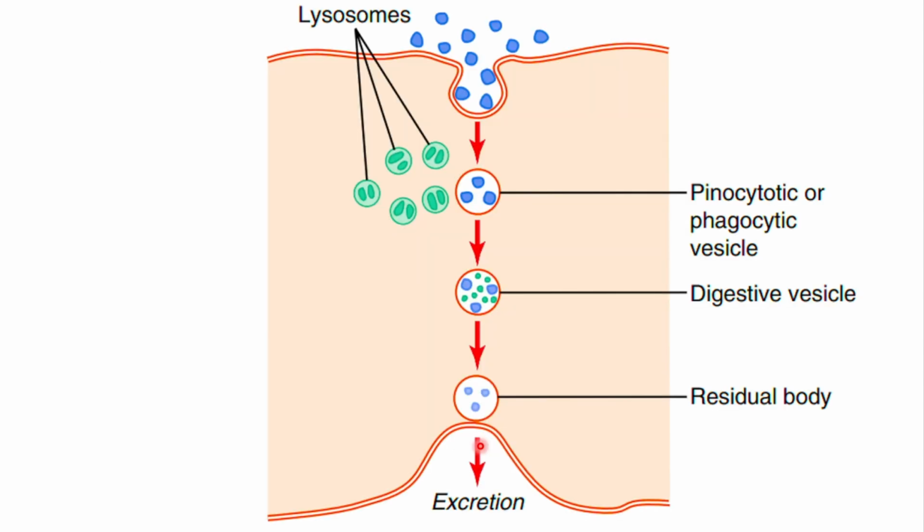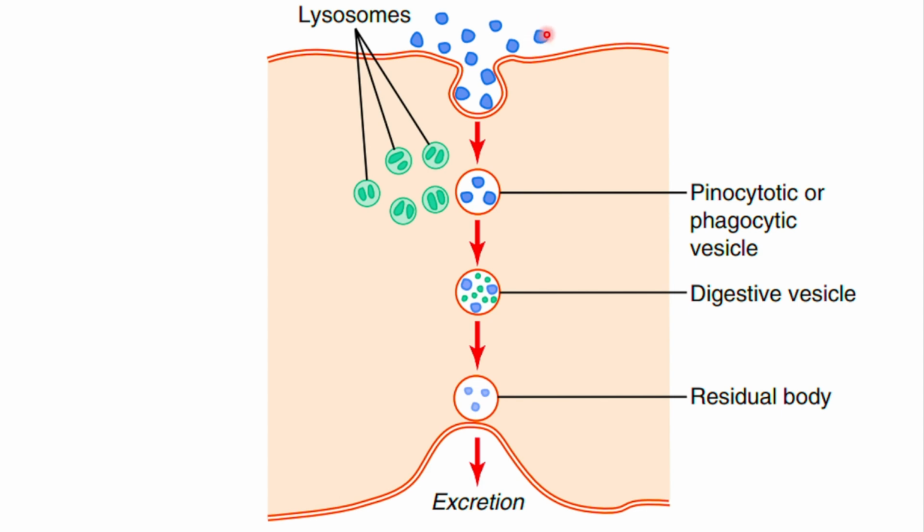Now come to this diagram. For instance, these are the particles which are going to be endocytosed inside the cell, and this is the endocytotic vesicle, or pinocytotic or phagocytotic vesicle. Now what is the fate of this vesicle? Now we have to see what basically is the significance of these particles.